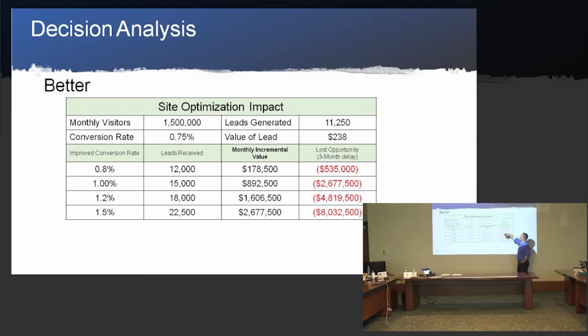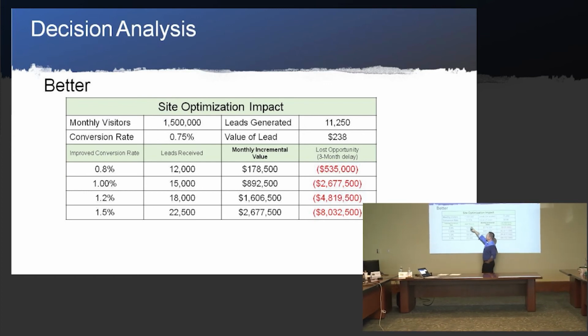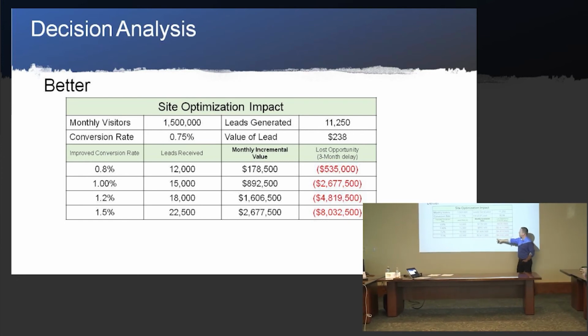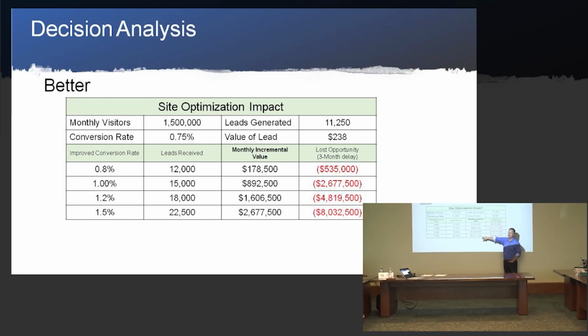Leads generated: 11,000 at a value of $238 per lead. That's awesome. By the way, because our conversion rate stinks, if we were just to raise our conversion rate by 0.05 percentage points, our leads will increase from 11,250 to 12,000, which is an incremental value of $178,000. If I increase the conversion rate incrementally, that is almost $2.5 million worth of value. If I don't take action, that's a loss of $8 million. Those are numbers that CEOs respond to.